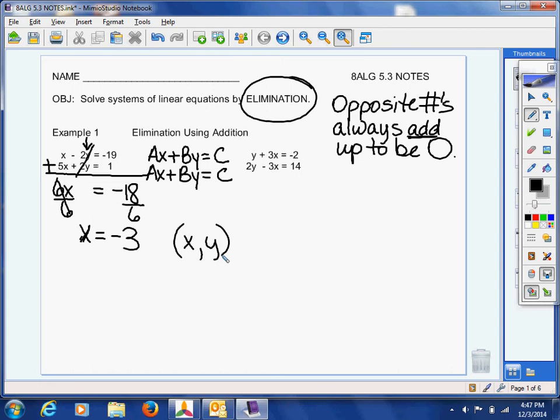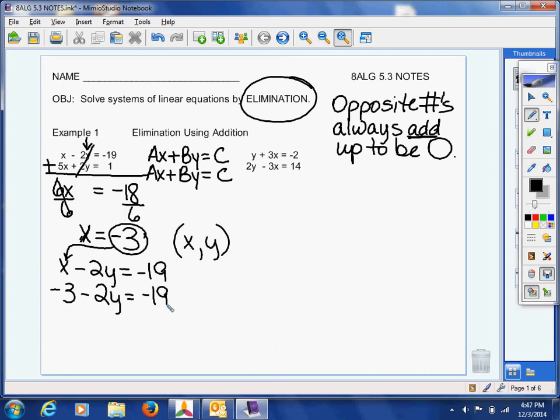So what we need to do is go back to one of the two original problems. It doesn't matter which one. I like the top one, so let's do x minus 2y equals negative 19. Now we're going to take that negative 3 and plug it in for the x. So now we've got negative 3 minus 2y equals negative 19.